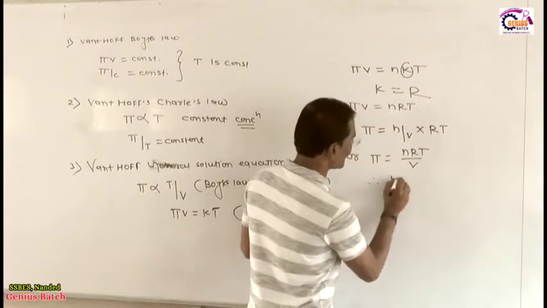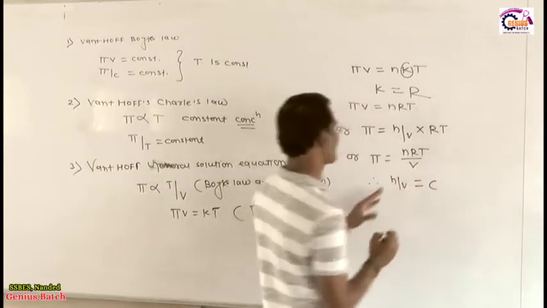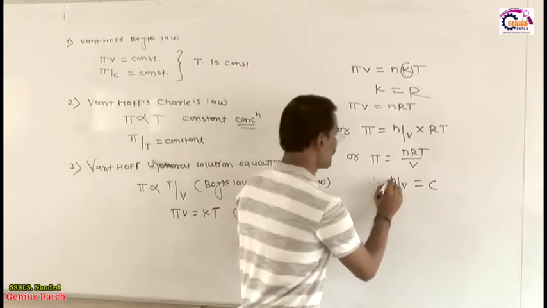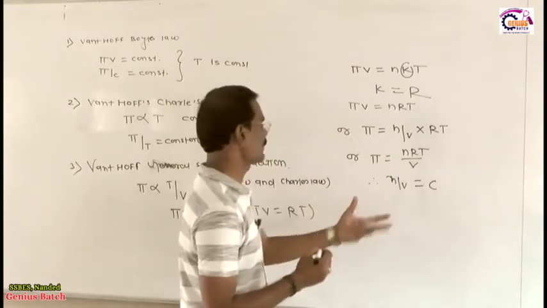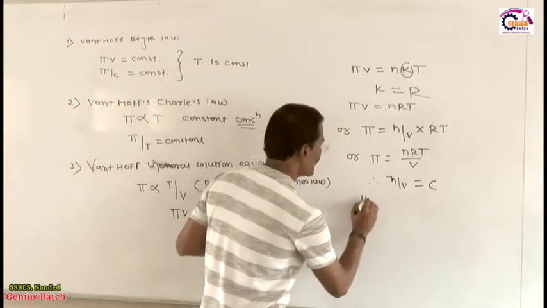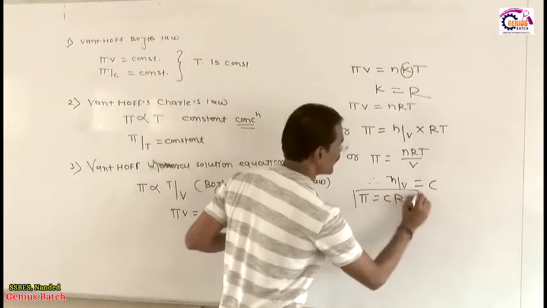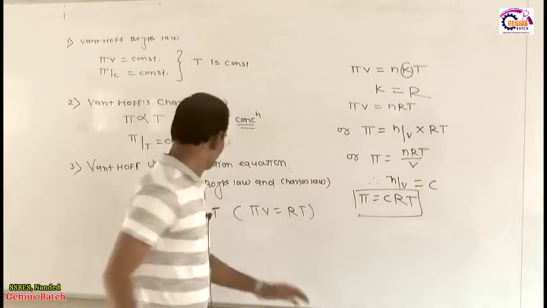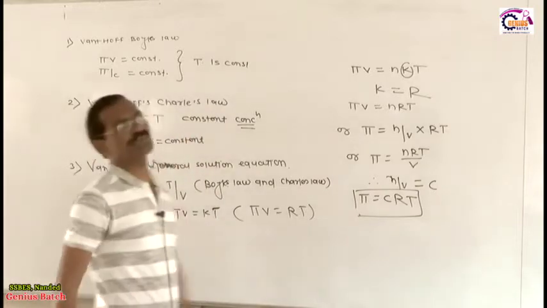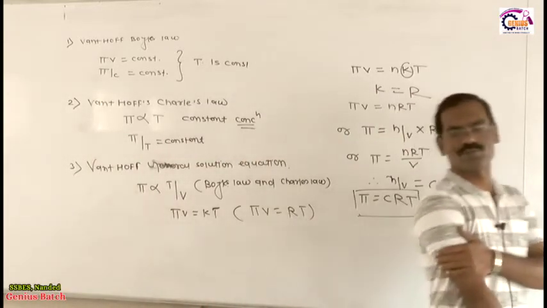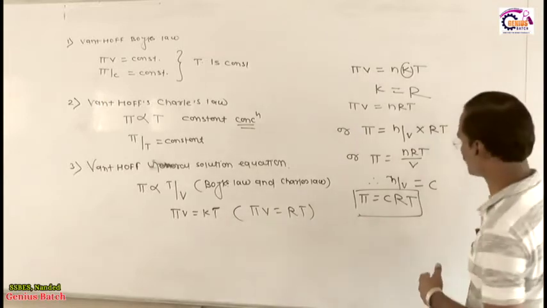Therefore n by V is equal to C. Obviously, number of moles divided by volume of solution is nothing but the concentration. Therefore π is equal to CRT. So this is called the van't Hoff general solution equation, which is π is equal to CRT.